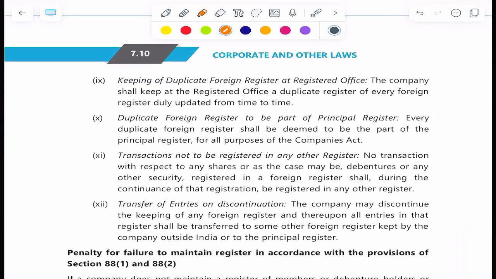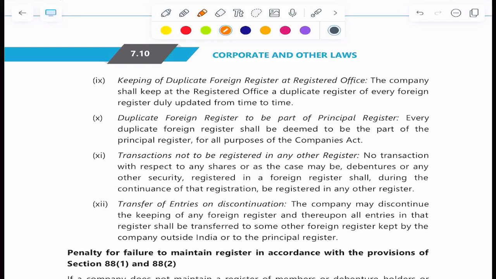Keeping of duplicate foreign register at registered office. The company shall keep at the registered office a duplicate register of every foreign register duly updated from time to time. Duplicate foreign register to be part of principal register. Every duplicate foreign register shall be deemed to be part of the principal register for all purposes of the Companies Act.